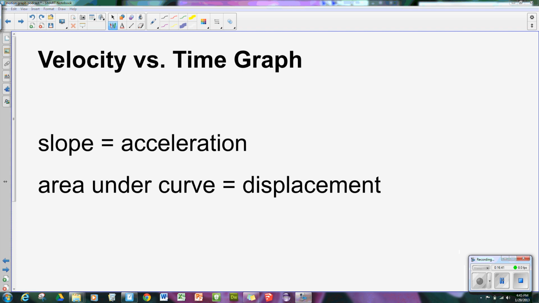So to summarize, on a velocity time graph, the slope is equal to the acceleration. And to find the displacement, we find the area under the curve or under the function. So now let's look at a couple of pairs of graphs together.